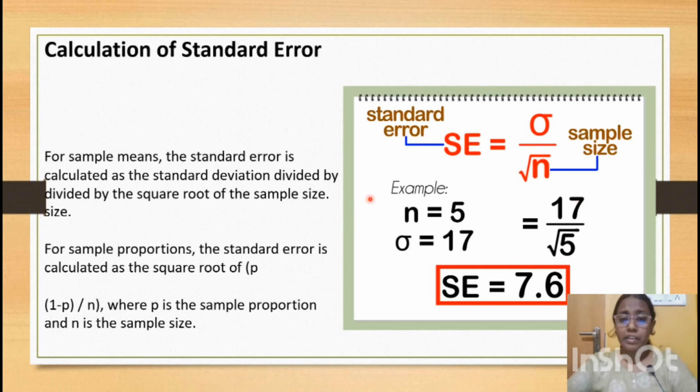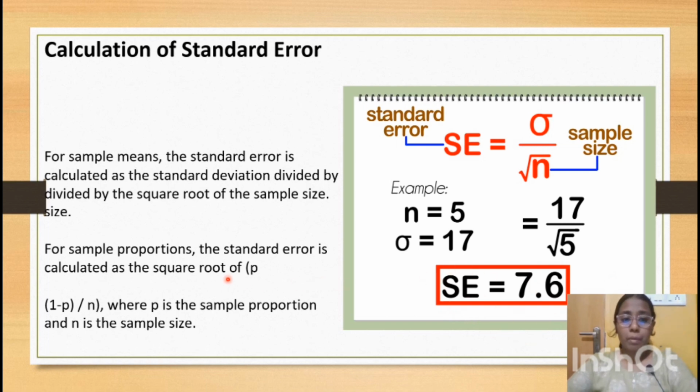So for better understanding, let us go through the example given here. Given that n equal to 5 and sigma equal to 17, we get the standard error is equal to 17 by square root of 5. The standard error is equal to 7.6.